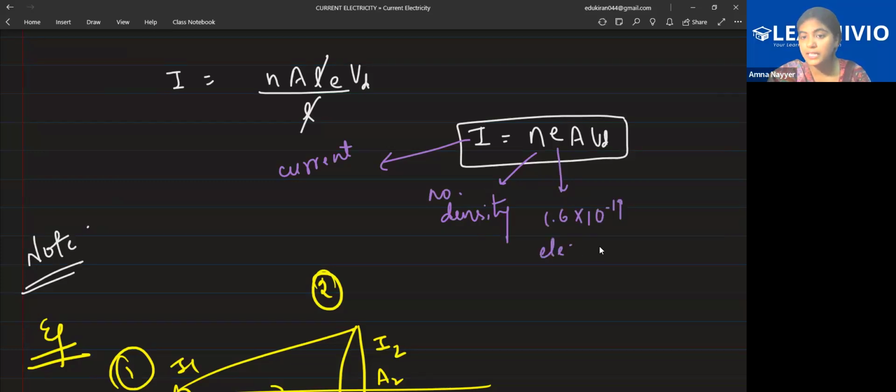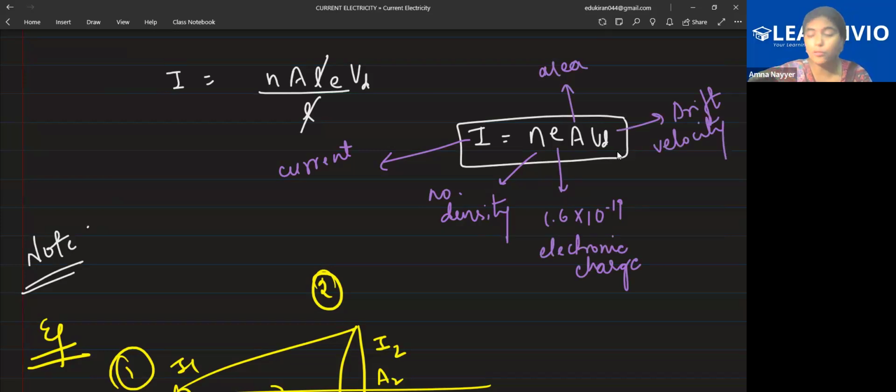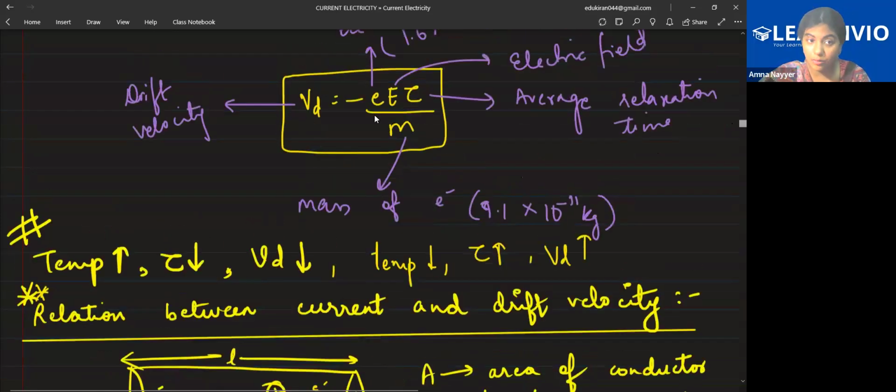We call this the electronic charge. A is the area and Vd is the drift velocity. Okay, it's a very important relation. Write it down first. First write down this part, then this.